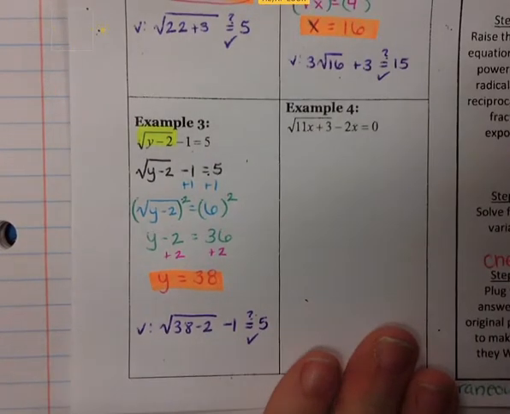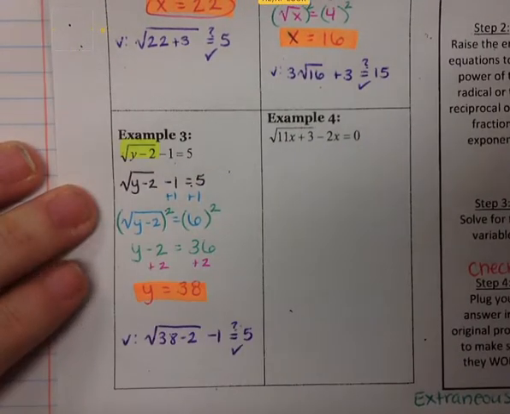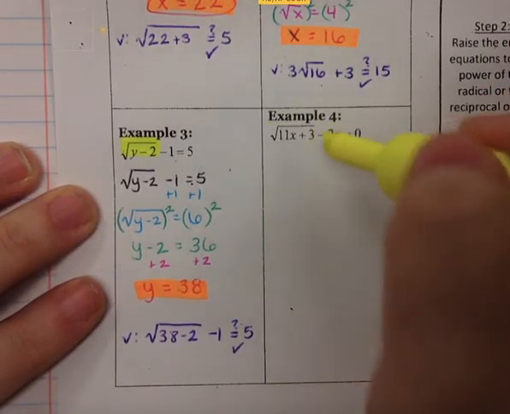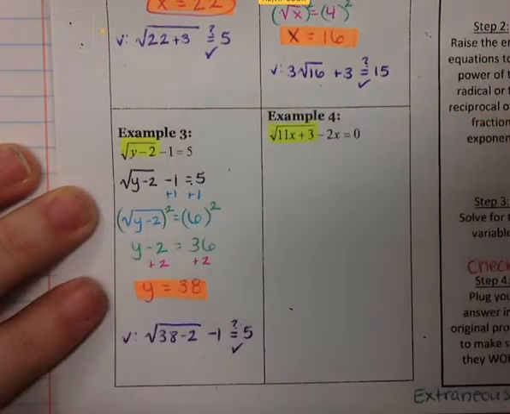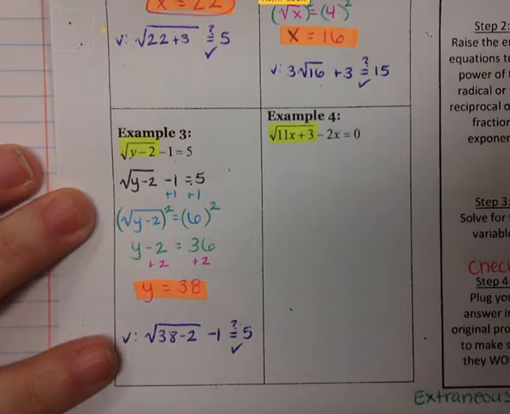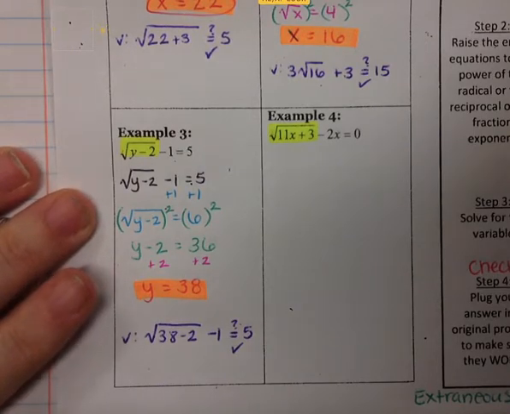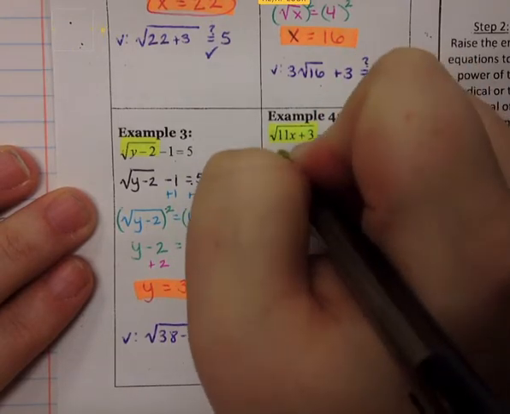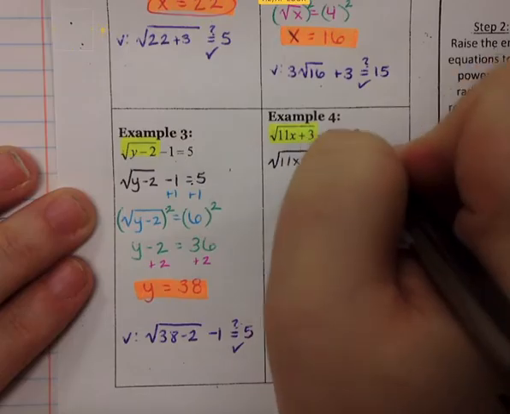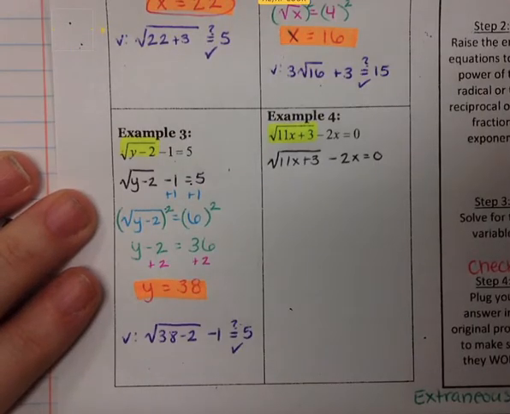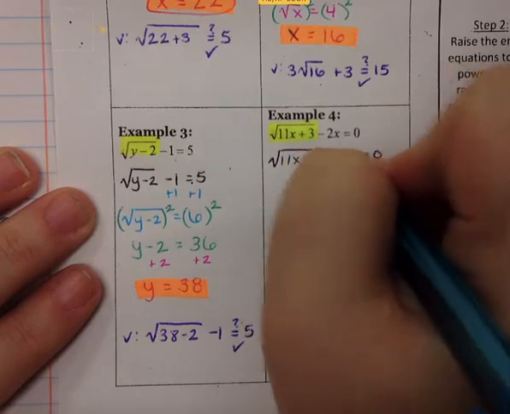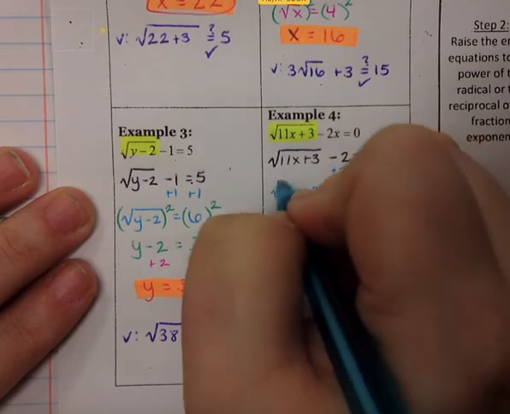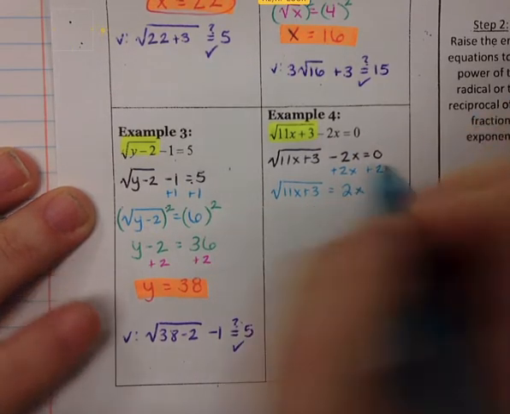This last example on solving the radical equations. Again, I need to isolate my radical, so I'm going to highlight the radical and the radicand. So the square root and the 11x plus 3 is my radicand, so I highlight that. Now we need to isolate that. I'm going to rewrite the problem. Square root of 11x plus 3, and then minus 2x equals 0. We need to isolate this by adding the 2x to both sides. So we have the square root of 11x plus 3 is equal to just positive 2x.